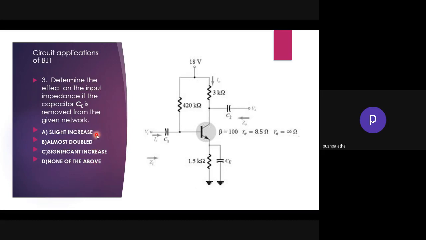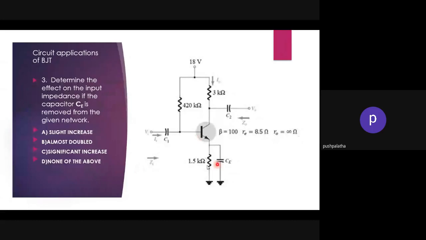From the statement itself, they have given only increase options: slight increase, double, significant increase, none of the above. So anyway, the impedance is going to increase. But how to find this? I made a simple calculation. I solved this for our convenience, so that we can easily remember it.